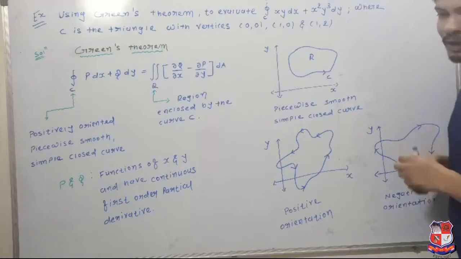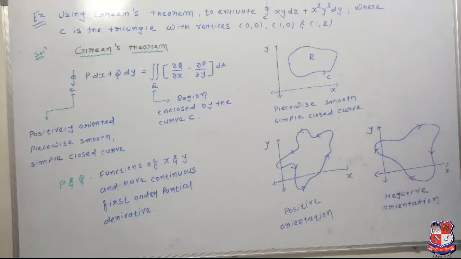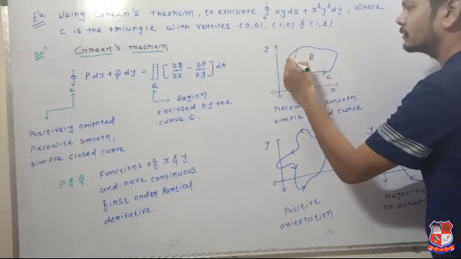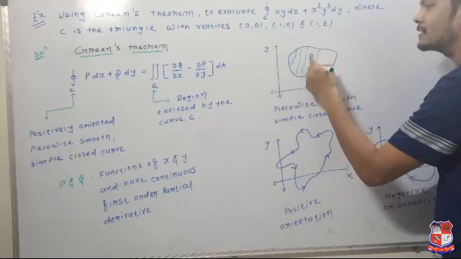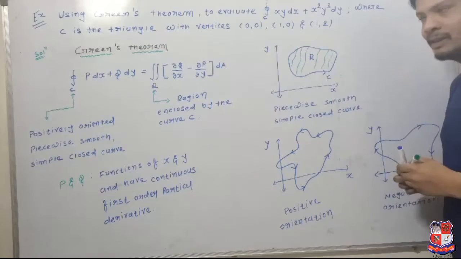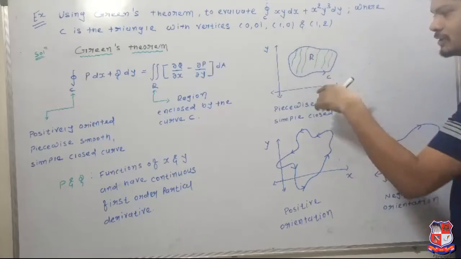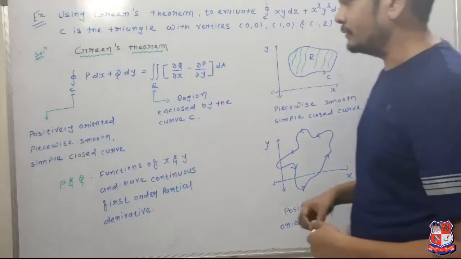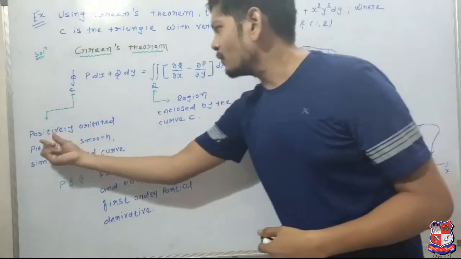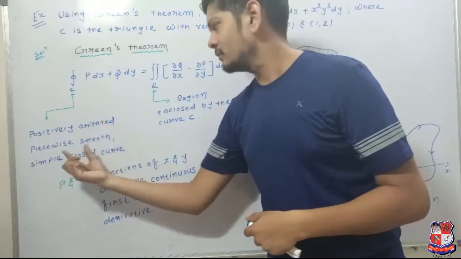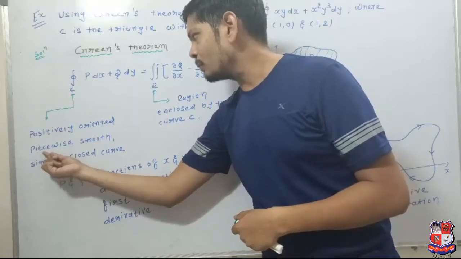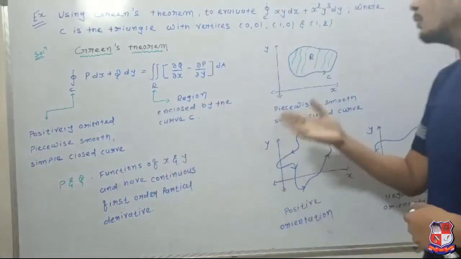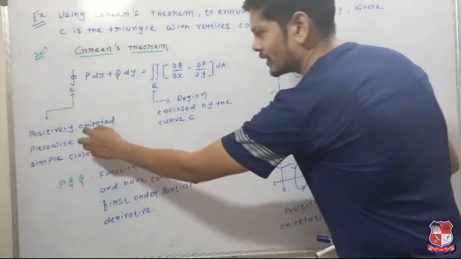Now this inside area is known as the region. So this is a smooth simple closed curve that we know. Then this one, positively oriented. But what do we mean by positively oriented?